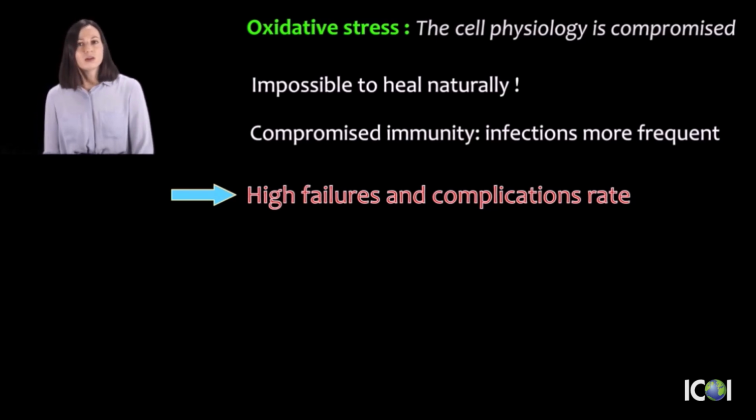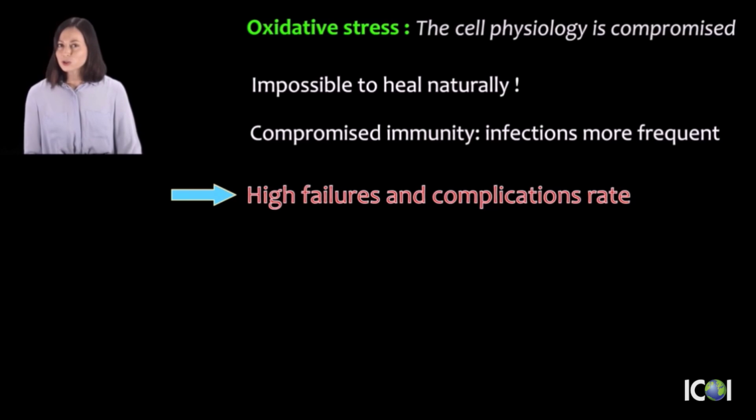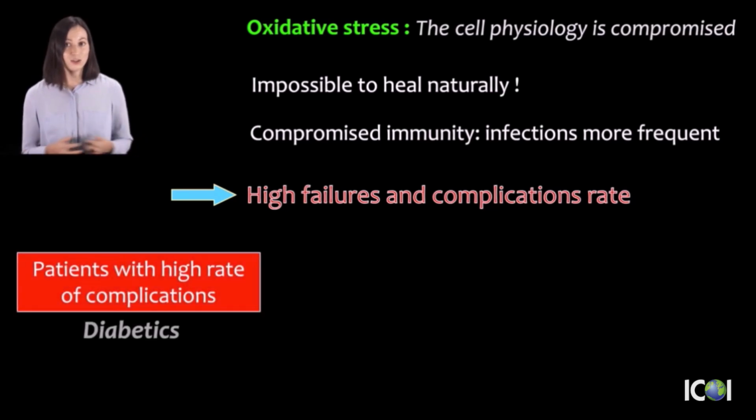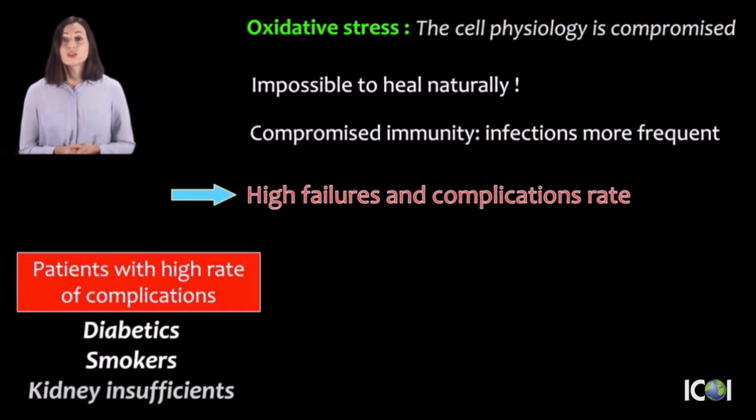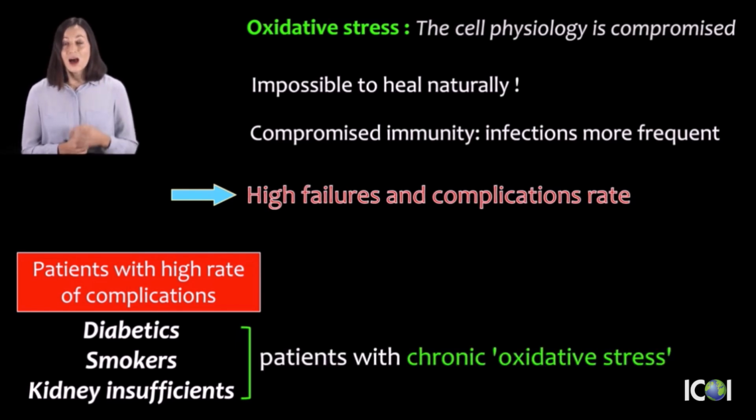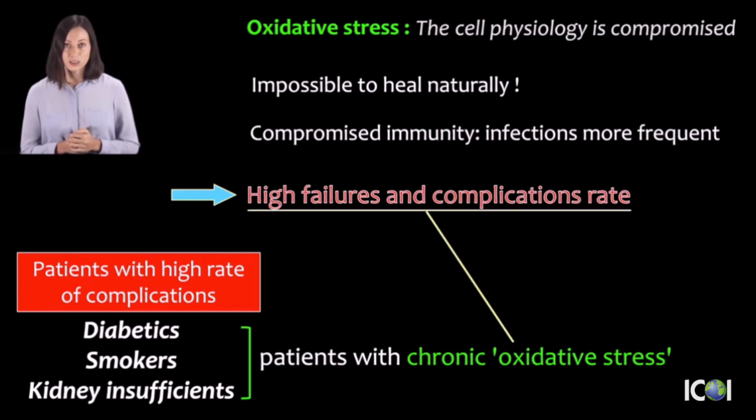And speaking about complications, we know some patients have an increased risk of failures. Yes, the diabetics, the smokers, or patients with kidney insufficiency. Why? These patients are under chronic oxidative stress, and this is why they have more complications and failures.